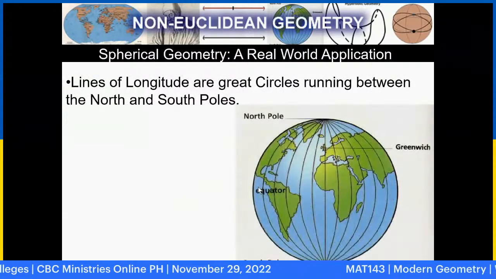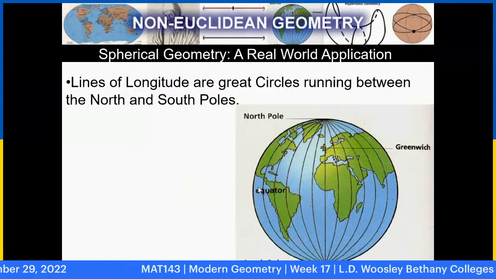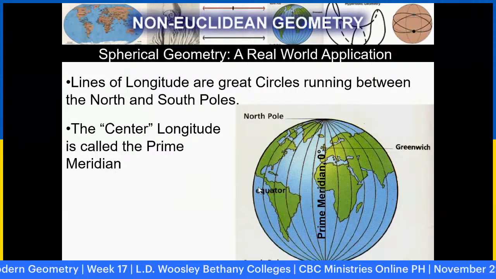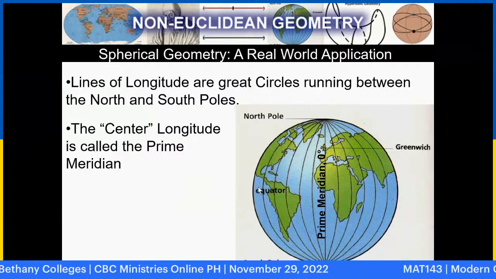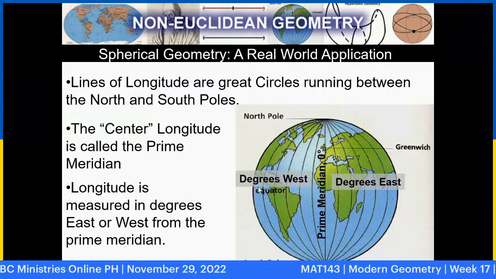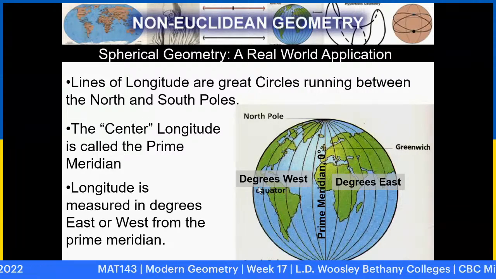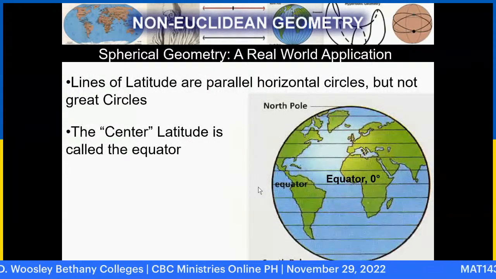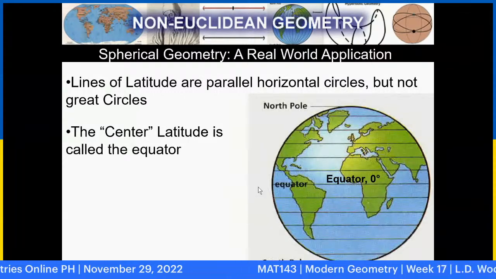Lines of longitude are great circles running between the North and South Pole. The center line of longitude is called the prime meridian. Longitude is measured in degrees east or west from the prime meridian. I think you know this already. And latitude: the center line of latitude is called the equator.